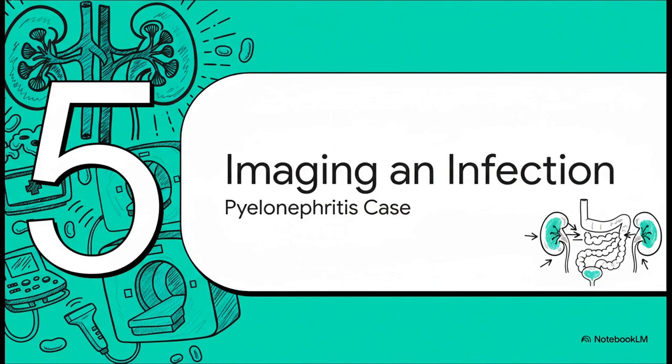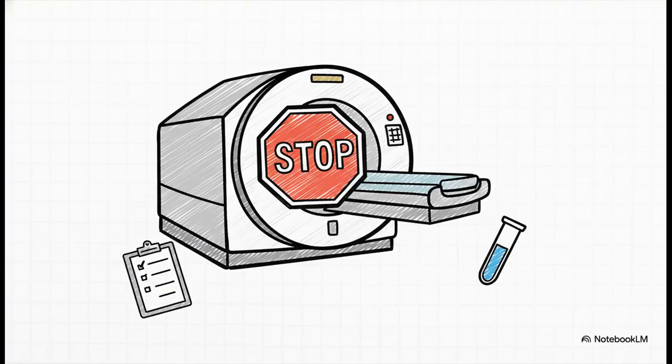Okay, we've seen the toolkit. Now let's see how it all comes together in a real-life situation. Let's talk about a kidney infection, or to use the proper medical term, acute pyelonephritis. Now, the first thing to say, and this might surprise you, is that for most adults with a simple, uncomplicated kidney infection, you actually don't need any scans at all. The diagnosis is usually pretty clear from the symptoms, and they'll just start treatment with antibiotics.